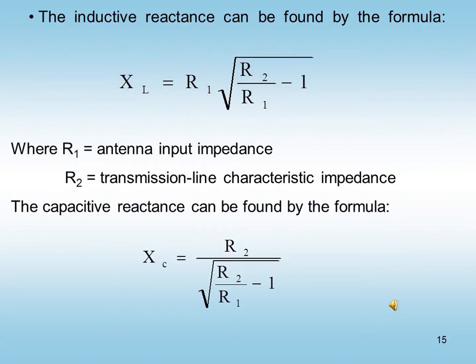And we can also utilize the inductive reactance. The inductive reactance can be calculated by the formula XL equals R1 multiplied by the square root of R2 divided by R1 minus 1. In this case, R1 is the antenna input impedance and R2 is the transmission line characteristic impedance. Similarly, capacitive reactance can also be calculated. XC equals R2 divided by the square root of R2 by R1 minus 1.